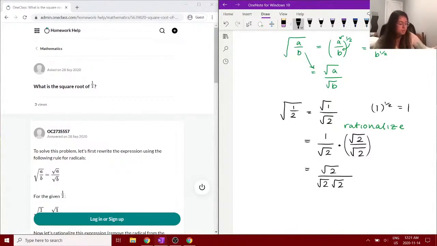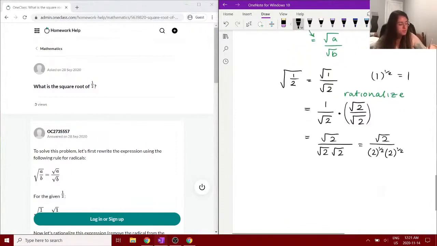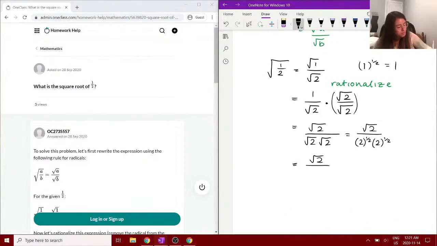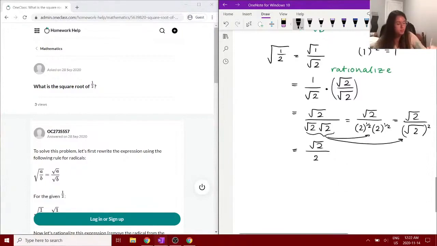You can think of this in a couple of different ways. You can write it as 2 to the 1/2 times 2 to the 1/2, and add the exponents here. So in the denominator, we get 2 to the 1, because we're adding 1/2 plus 1/2, right? Or you can think of it as squaring the square root. You can think of it in either way, but in the end, you get the same thing. You get the square root of 2 in the numerator divided by 2 in the denominator.